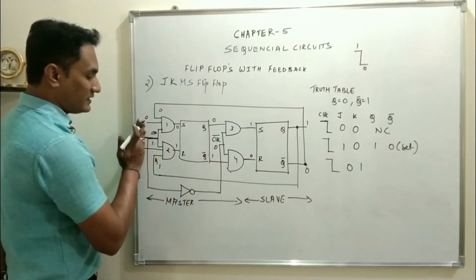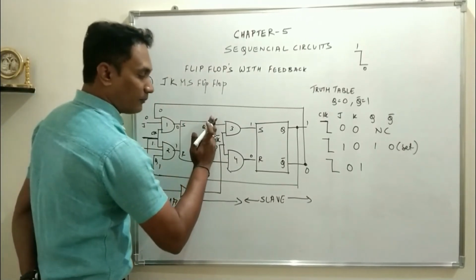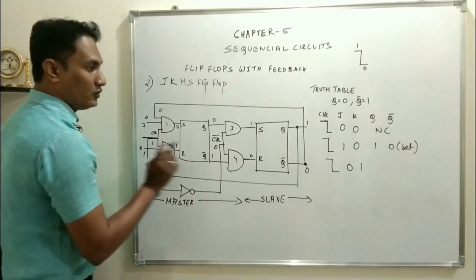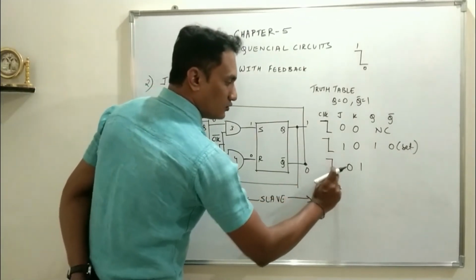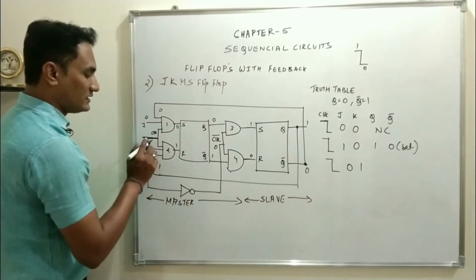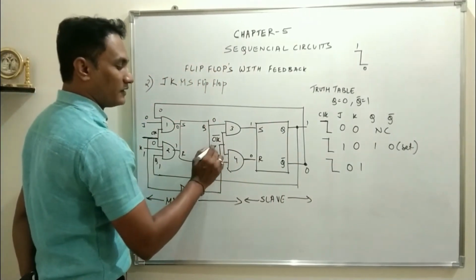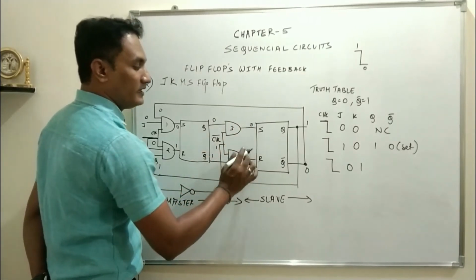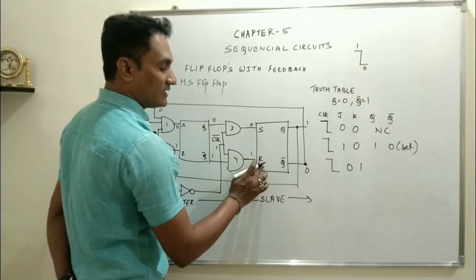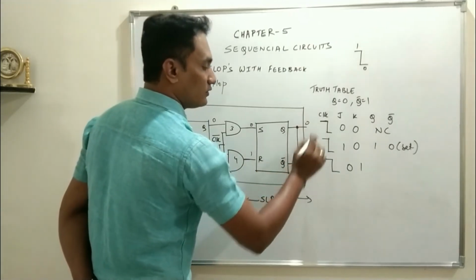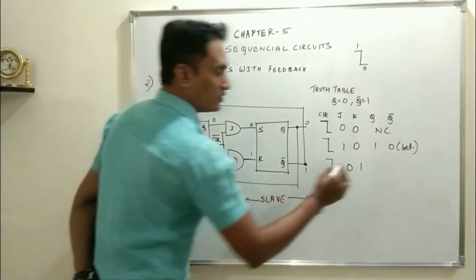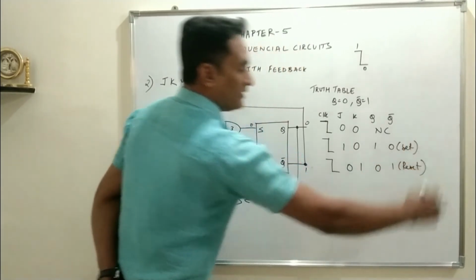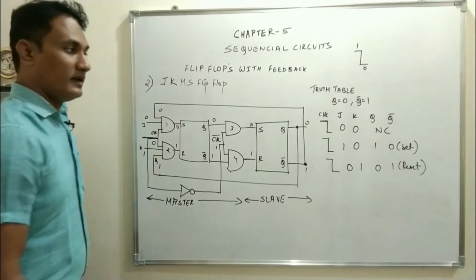So whatever change in the input which has been provided has reached up to only the master level because CLK bar is still 0. Now when the clock goes from 1 to 0, CLK becomes 0, CLK bar will become 1. Now 0 and 1 will be 0, 1 and 1 will be 1, S0 R1, R stands for reset, so Q will become 0, Q bar will be 1. So Q will be 0, Q bar will be 1 and the flip-flop will reset, right?